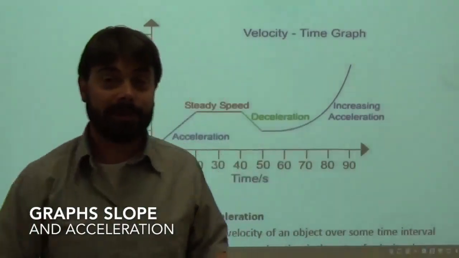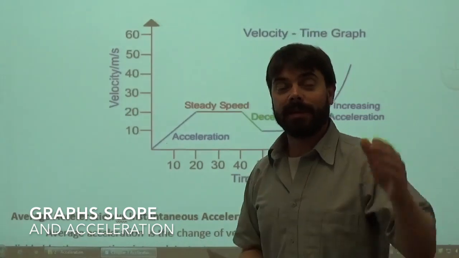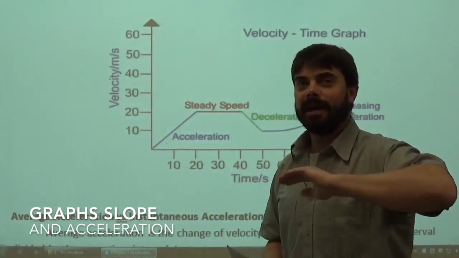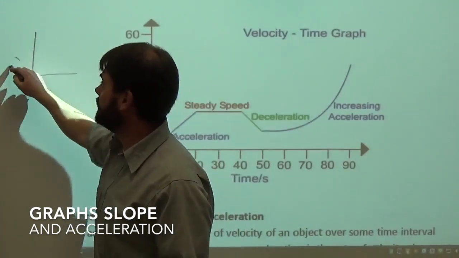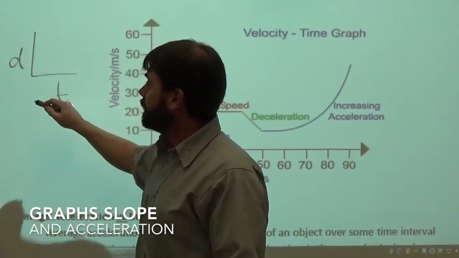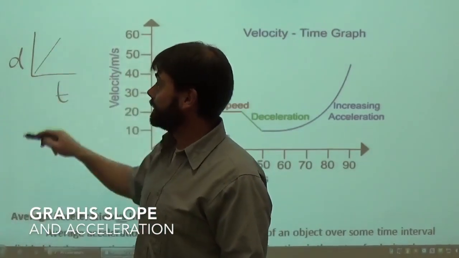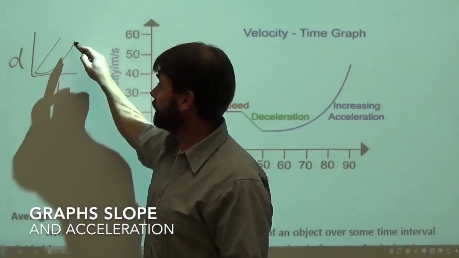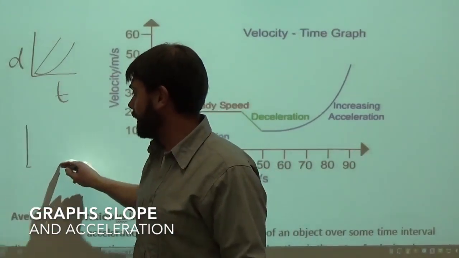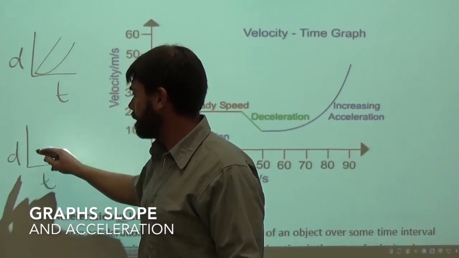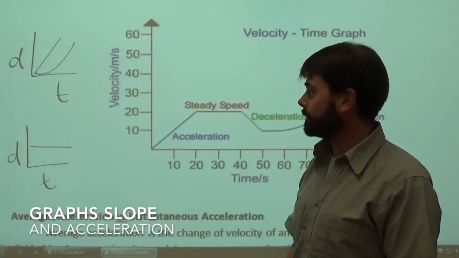Reading velocity time graphs. We've looked at distance time graphs, and on distance time graphs oftentimes we're looking at where something is at a given amount of time. Remember, on a distance time graph, when you have d versus t, straight lines show constant velocity. So this is constant velocity, this shows acceleration. If you have flat lines on a distance time graph, that means the object is not moving. It represents no change of position over time.